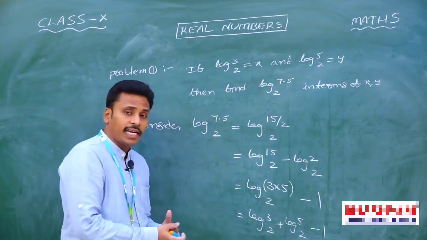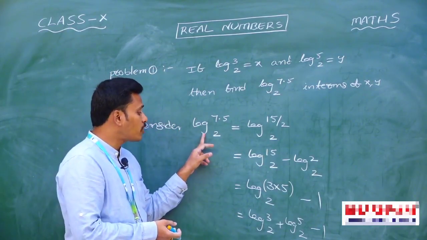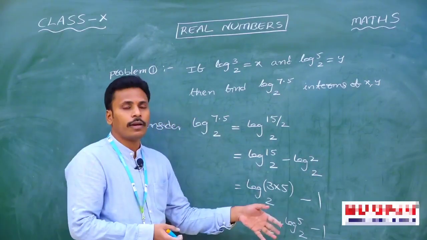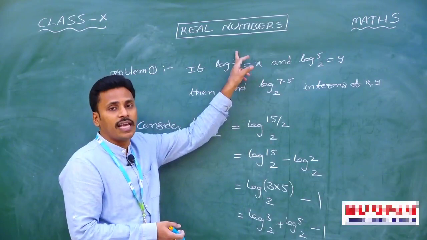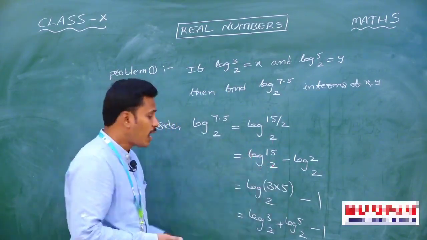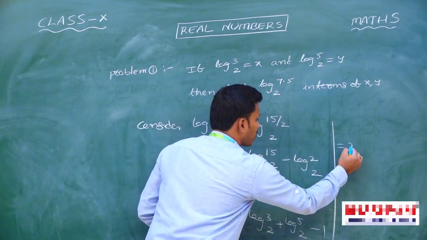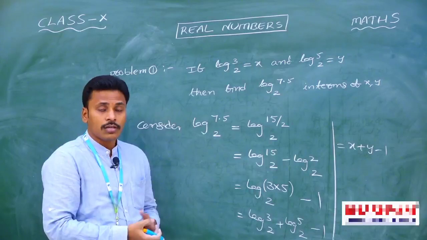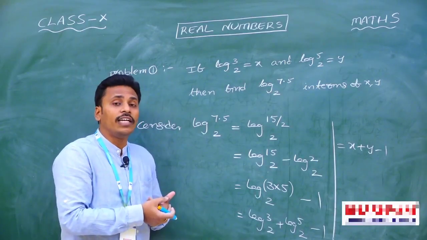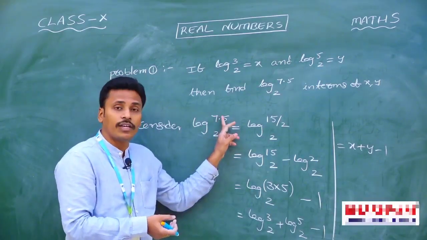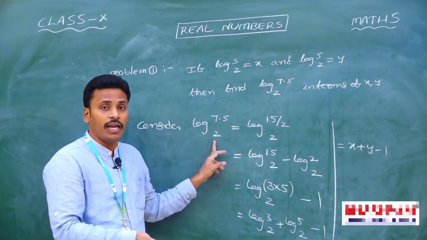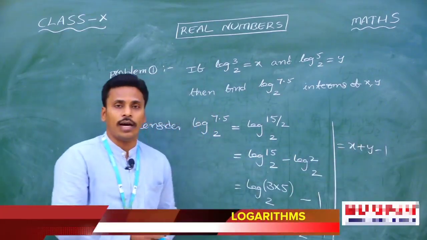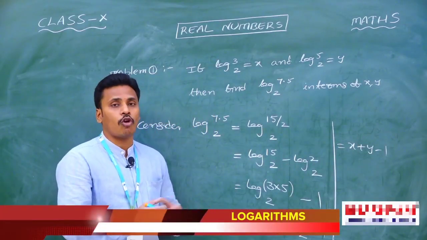See, at the end, logarithm of 7.5 base 2 is nothing but what? Log 3 base 2 plus log 5 base 2 minus 1. But what is log 3 base 2? As given it is x, log 5 base 2 is y, and this is equal to x plus y minus 1. And there ends our task. See, what is our intention? Our intention is to express this logarithm of 7.5 base 2 in terms of x and y. At the end, logarithm of 7.5 base 2 is what? x plus y minus 1. Okay? And that's the first problem of the class.